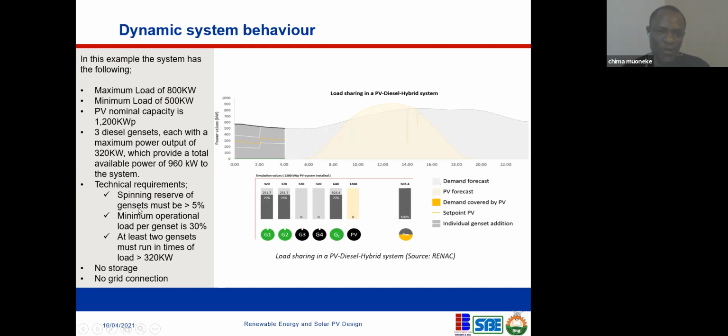So please, can someone just punch a calculator and tell us what 5% of 320 would be? That's for one of the generators. For every one of the generators that we are running, we must maintain a minimum spinning reserve of 5%. So 5% of this capacity must be reserved. We must not exceed it. Someone just help us check what 5% of this will be while I proceed.